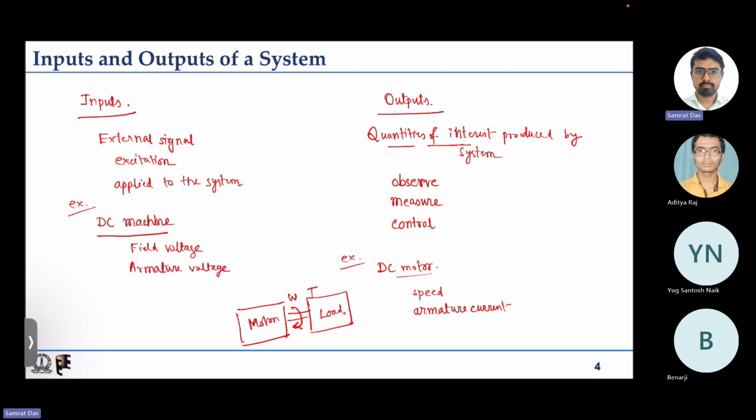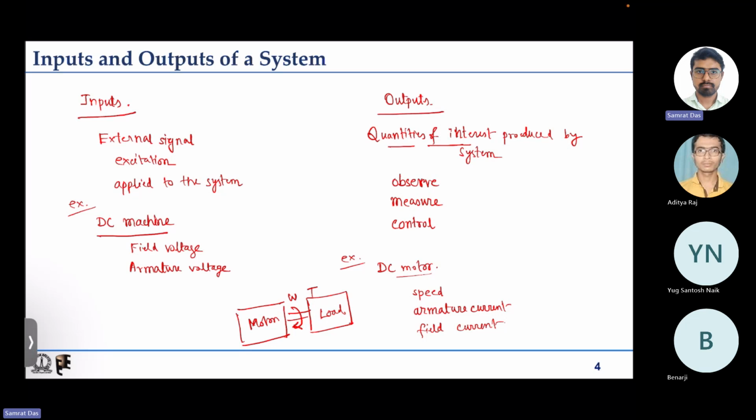And if we are going for field weakening control, then we want to control the field current to precisely go into the field weakening mode of control, so we will be measuring the field current also. Then the field current can also be considered as one of the outputs. So that's about the inputs and outputs of the system.